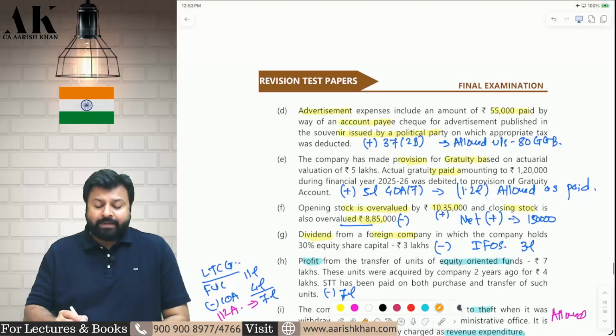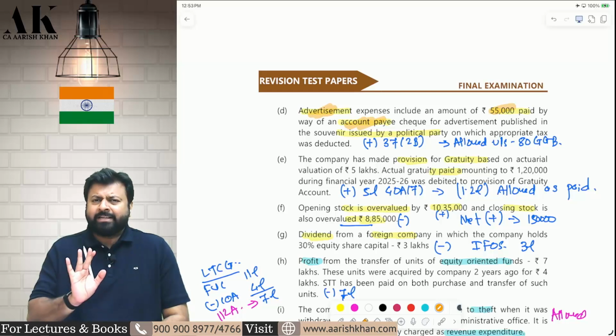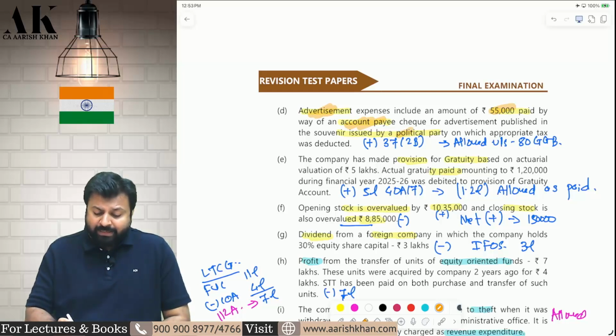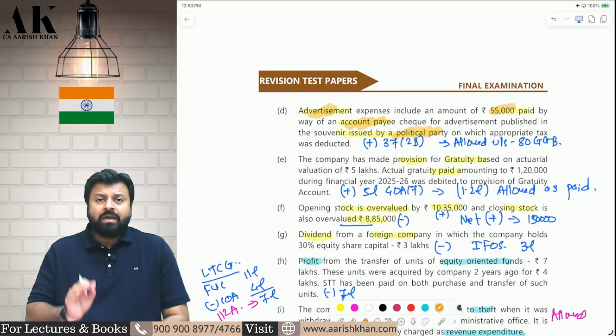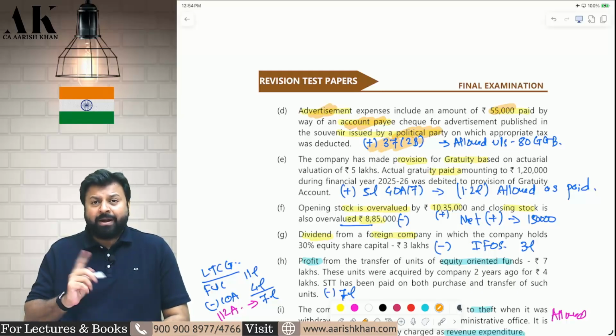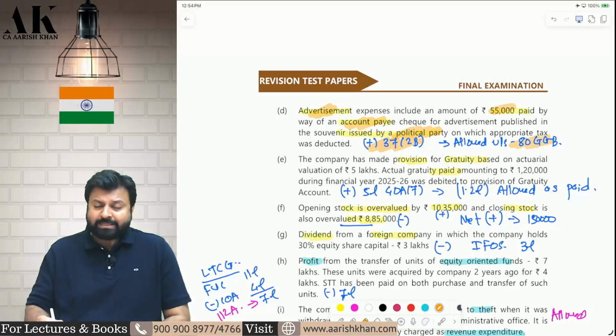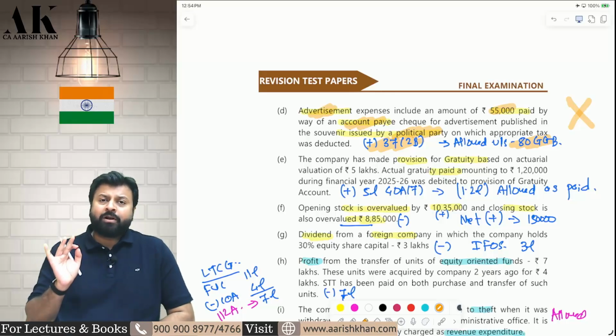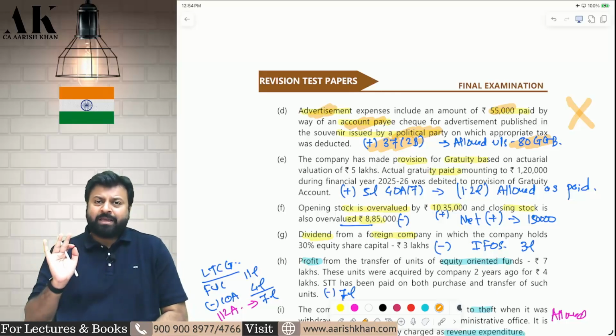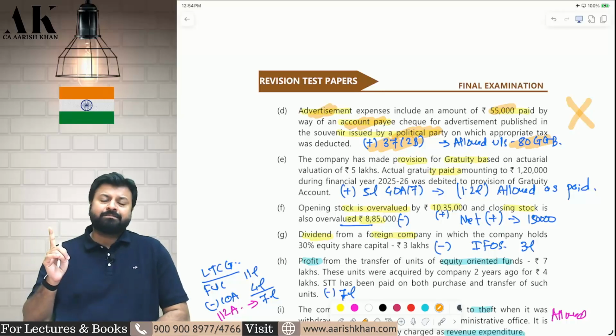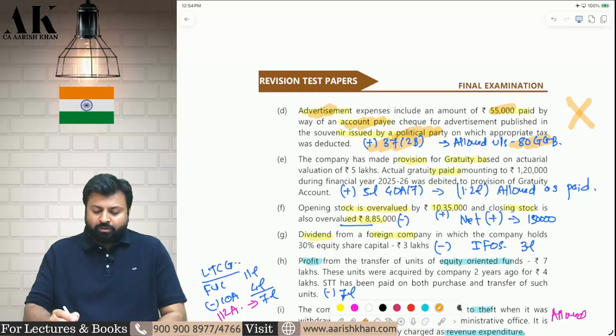Next one, you are incurring some advertisement expenses of 55,000 rupees, which is paid by account payee cheque. Till here it is good. But you are giving this advertisement in a political party brochure. Now that is not allowed in PGBP over here. In PGBP it will not be allowed, but under 80GGB you can claim as a deduction. Under normal regime in 115BAA this will not be allowed as deduction. So again I am saying advertisement in a brochure of a political party is not allowed as a PGBP expense. But under chapter 6A you can claim as a 80GGB deduction, but under 115BAA you cannot claim.